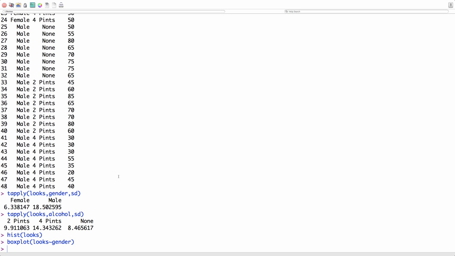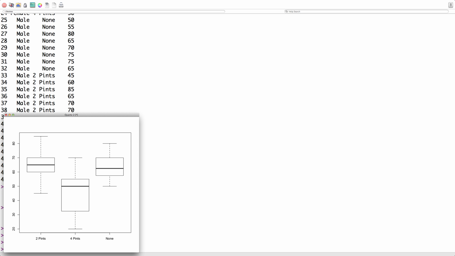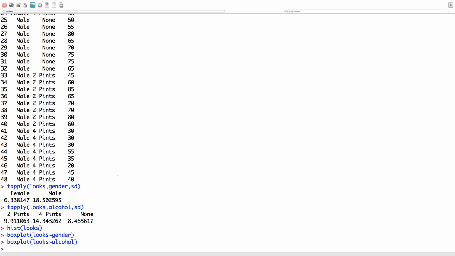And I'd like to look at the box plot of looks over alcohol. And this will probably be kind of funny. I don't know. Let's see what happens. So 4 pints, the highest mate selection of 4 pints was equivalent to Q3 of 2 pints and no pints. And you can see that the first quartile was significantly below the lowest mate selection at 2 pints and no pints. So, again, these are descriptive statistic measurements. These are only speaking for the 48 participants in our study.